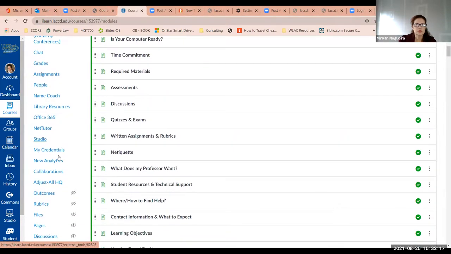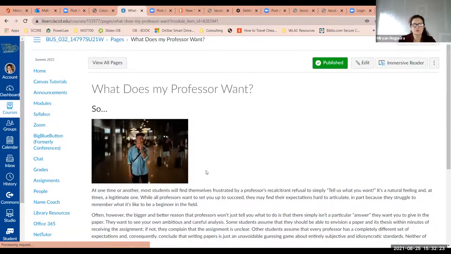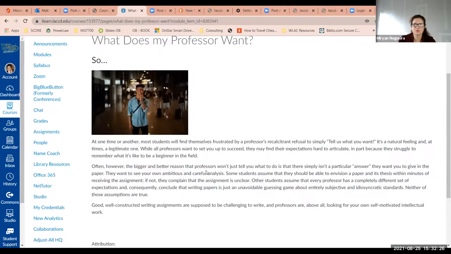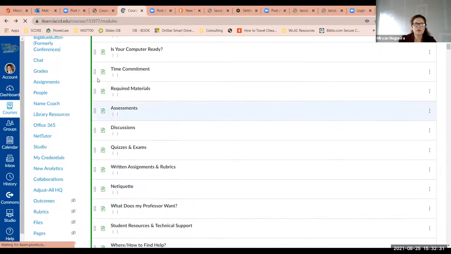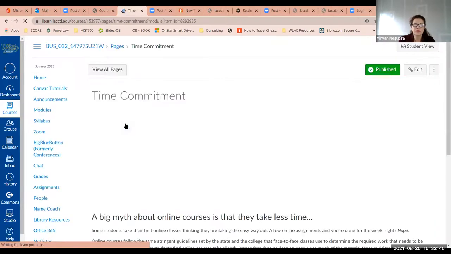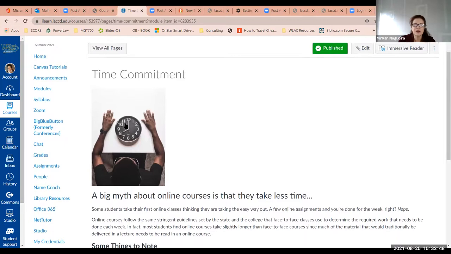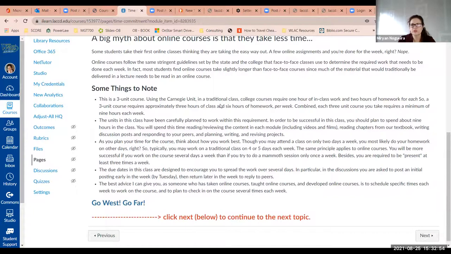One thing that I wanted to show here: what does my professor want, right? Very important. This was a page that I also stole from somebody else. Try to make your pages and your assignments titles exciting as well, right? Are you ready for online learning? Is your computer ready? What's your time commitment, right? Here I could be a little more fun, but I put a little time here. Time is 8 o'clock, a big myth about online, some things to note. Here is what I mentioned about the first week: click next below to continue to the next topic.